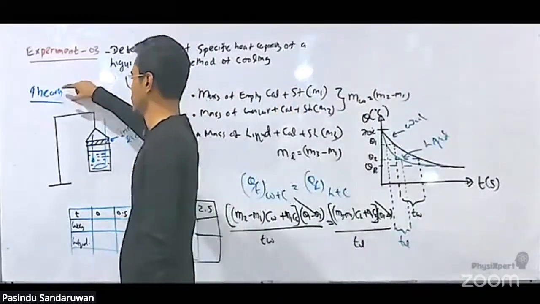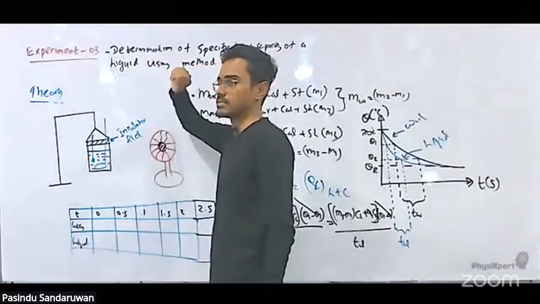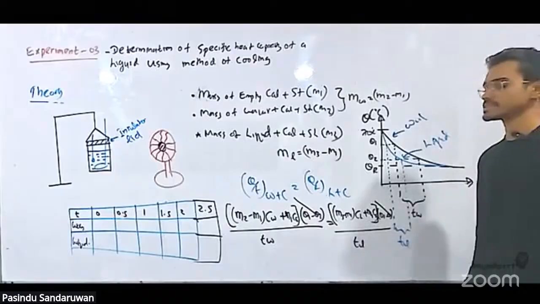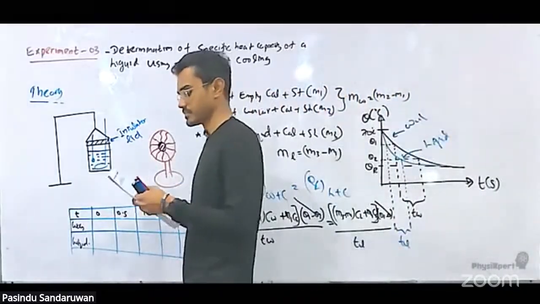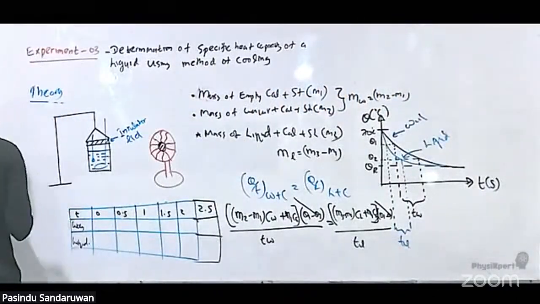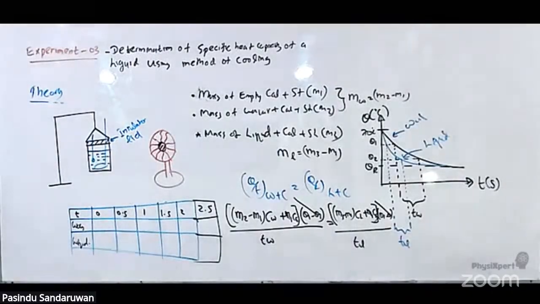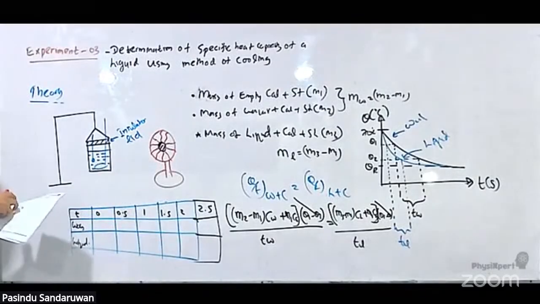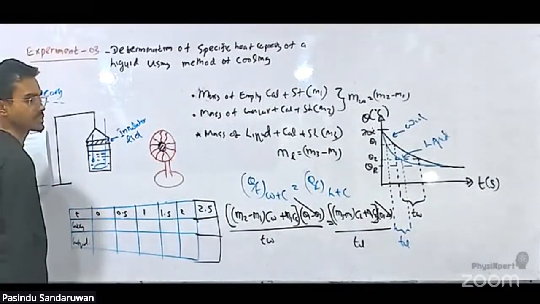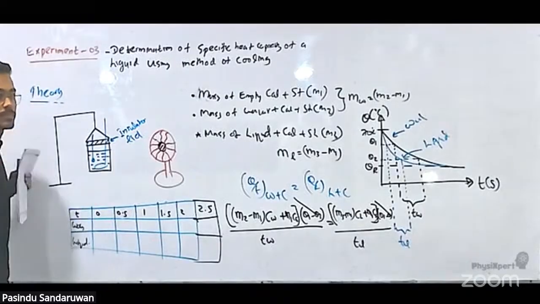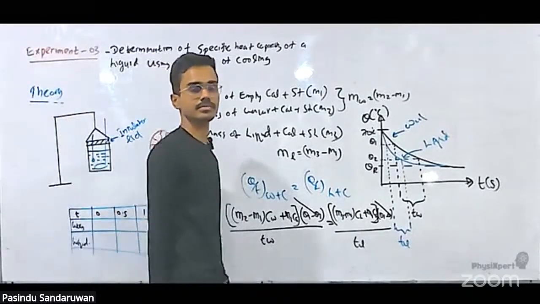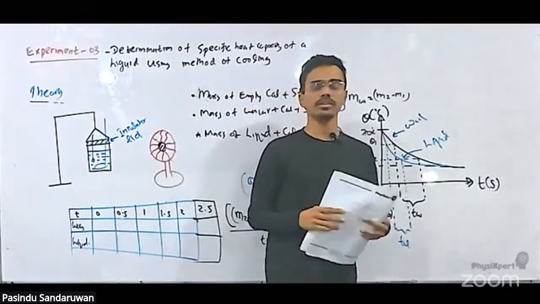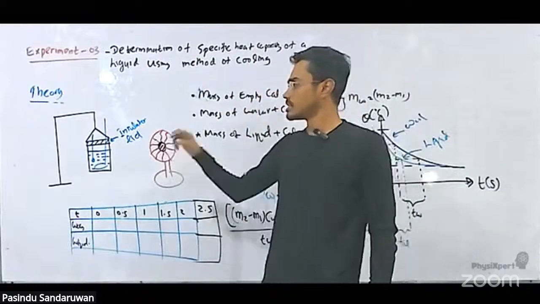Next, write down materials and apparatus. First one, a polished calorimeter. Now, when I say polished, now you know what the reason is.